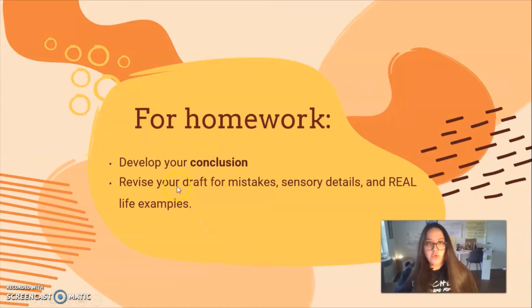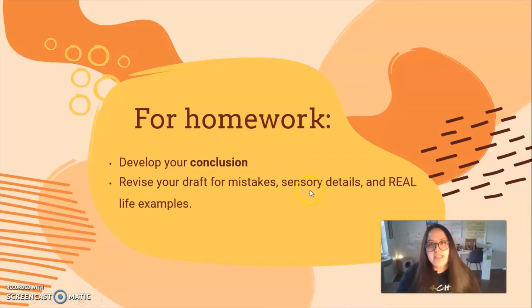So for homework, you will develop your conclusion, and I want you to revise for any mistakes that you see. Read your story to yourself. Look at it, maybe have someone else read it at home, read it out loud. If you read it out loud, that's when you can hear the mistakes. That's when you can see that you misspelled something, or that you didn't put a period where it needs to go, or you didn't put a FANBOYS conjunction where it needed to go.